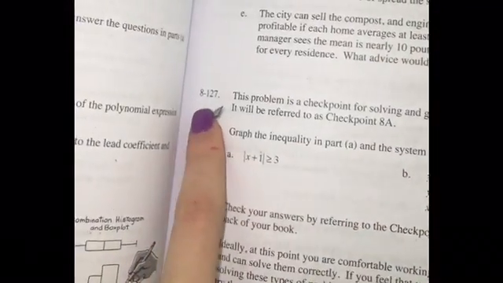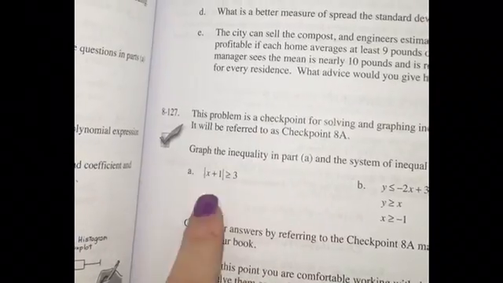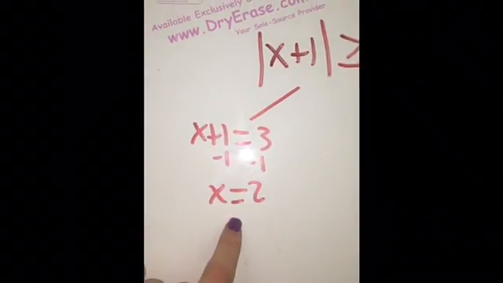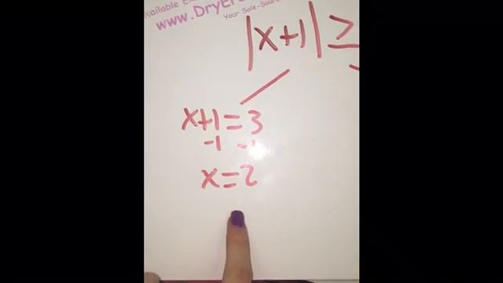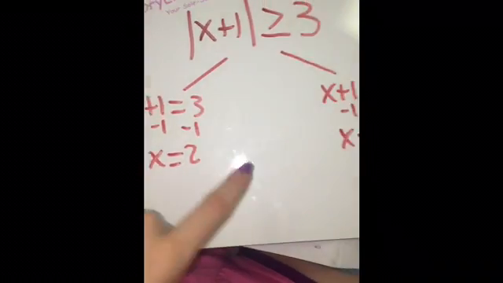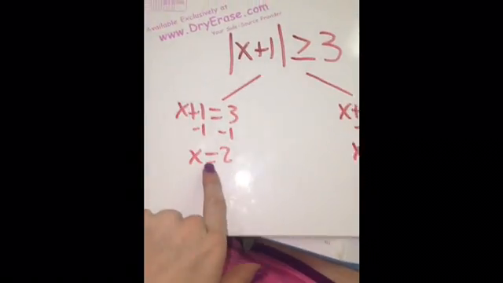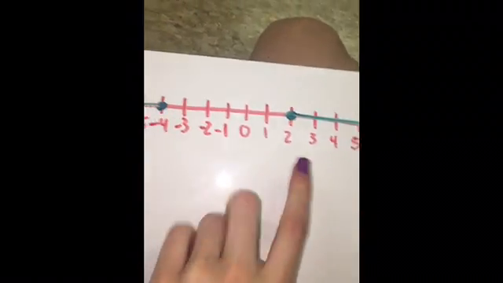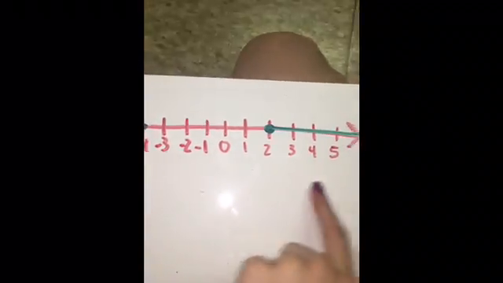For problem 8-127, it says to graph the inequality. In order to graph it, you have to find out where it crosses the x-axis. So you just solve them like that. It equals x equals 2, x equals negative 4.